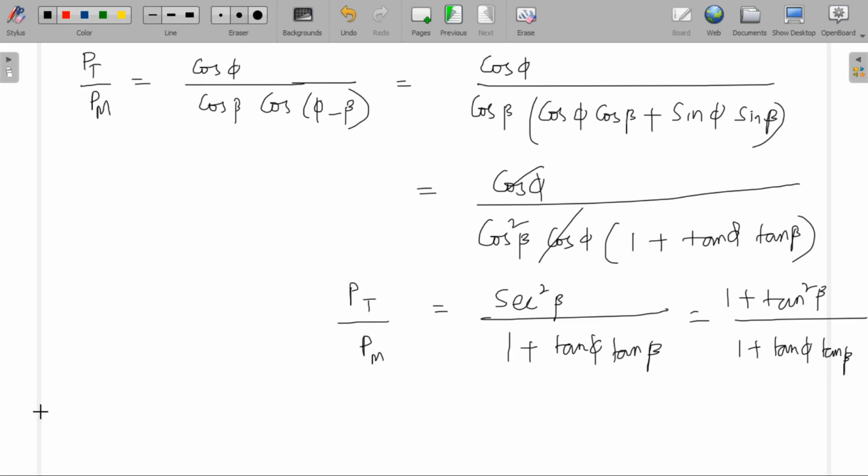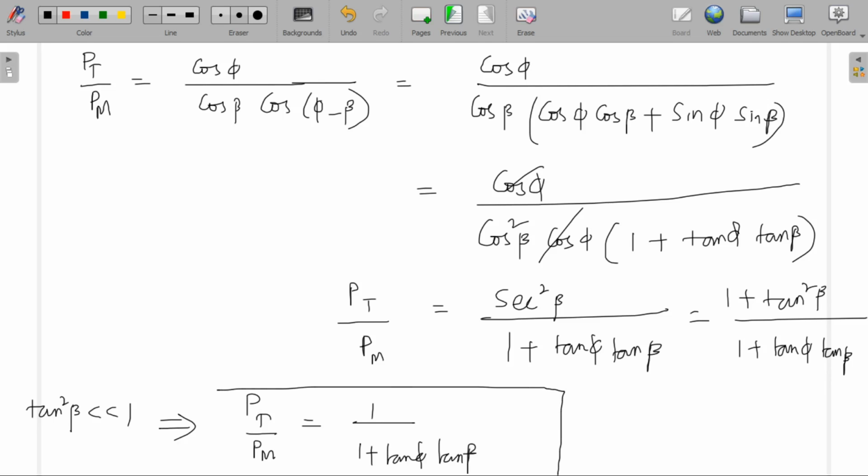Anyhow, beta is a small value, so tan square beta will be very small, that is tan square beta is far less than 1. Then you neglect this term. If you neglect it, PT by PM will be equal to 1 by 1 plus tan phi tan beta.